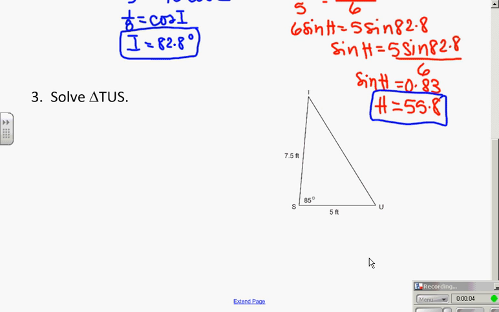A few more examples to finish this lesson out. It's nice to see a range of things. Again, we're being asked to solve the entire triangle. So that means in this case, I have a missing side and missing angles.